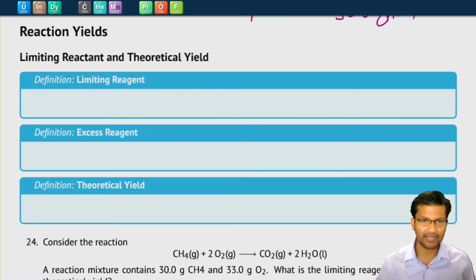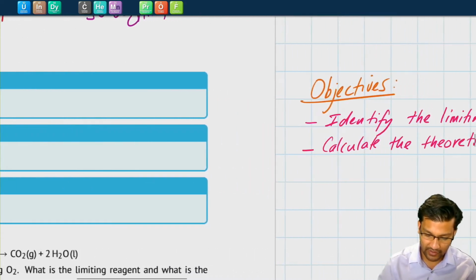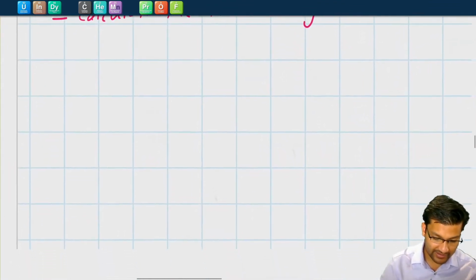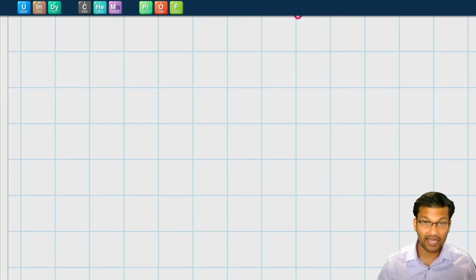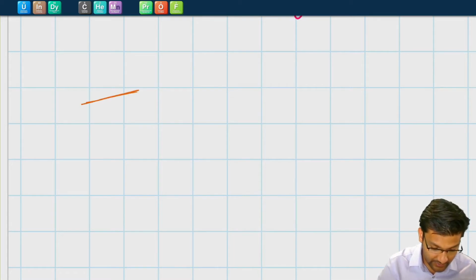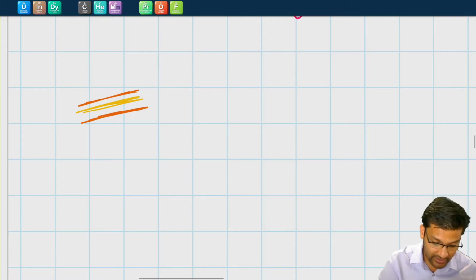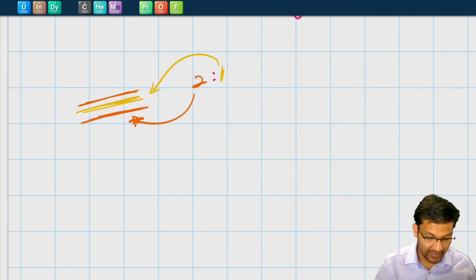But let's look at this idea of limiting reactant, excess reactant, and the theoretical yield. Our textbook uses a very nice example, and I'm going to go with it. It's the idea of making cheese sandwiches using bread and cheese. In making a cheese sandwich, we need 2 slices of bread and 1 slice of cheese. So the ratio is 2 bread to 1 cheese, 2 slices of bread to 1 slice of cheese to make a sandwich.